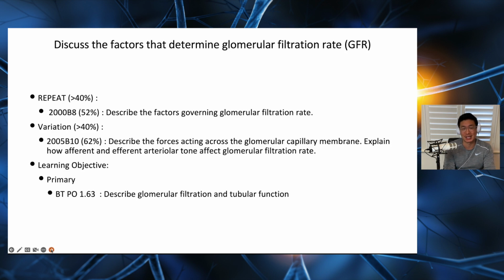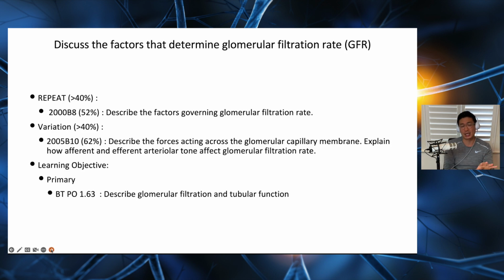Describe the factors governing GFR. So very similar questions. And then there was a variation of it in 2005 B10, 62% pass rate. Describe the forces acting across the glomerular capillary membrane. Explain how afferent and efferent arteriolar tone affect GFR. And despite renal being a very hard topic, I think GFR hopefully will be one of those questions, especially if you apply Starling's forces or the Starling formula, where you could create a really solid answer which would get you a pass mark.